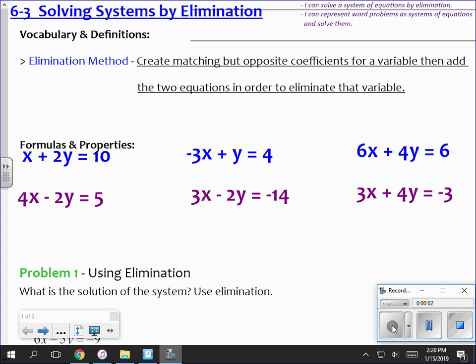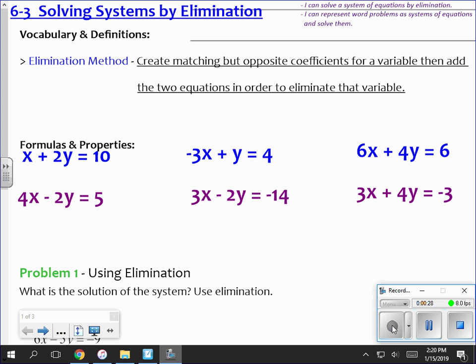So let's get our notes done. Today we're going to work on solving systems by elimination. This works out really well. I like it better than substitution, but it doesn't always work. It depends upon what the equations look like, how well elimination works, how easy it is, and how difficult it is.